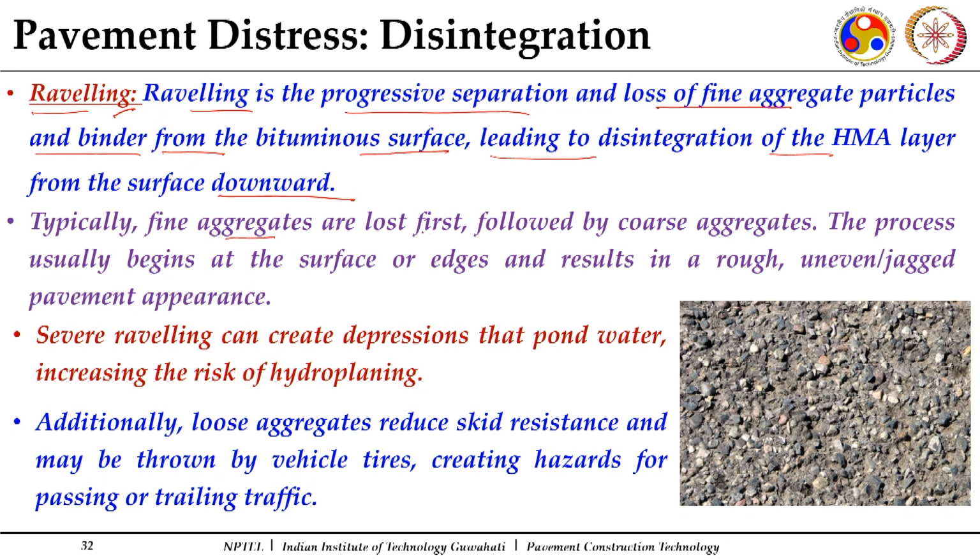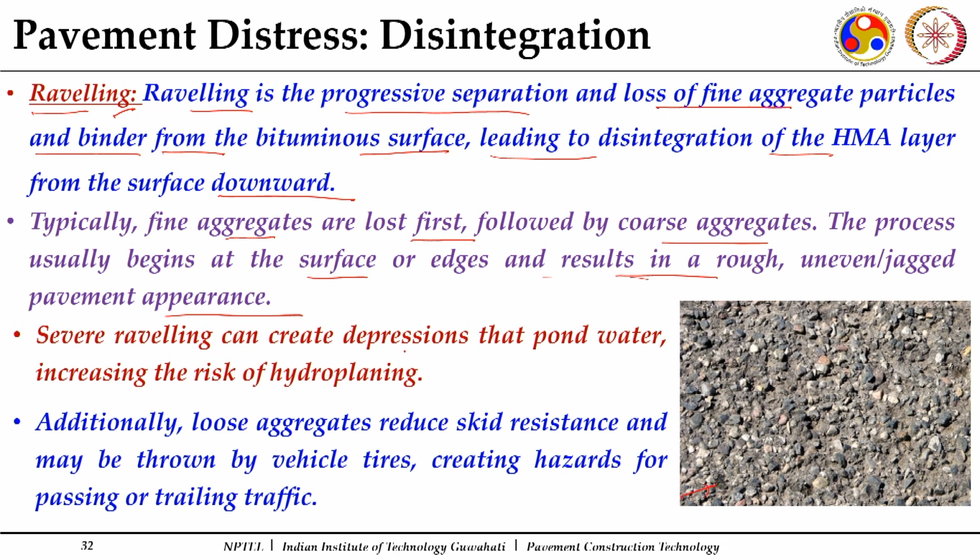Typically fine aggregates are lost first if they are not held. For example, if inadequate binder is there and it is not able to hold your fine aggregates, first the fine aggregates are lost, then it may proceed with the loss of your coarse aggregates also. It usually begins at the surface or edges and results in a rough, uneven, jagged pavement surface, because as the fines are lost, you can see in this surface the coarse aggregates appearing.